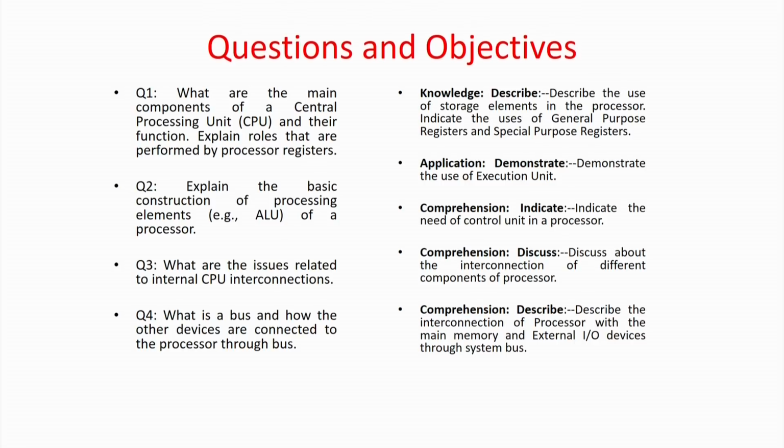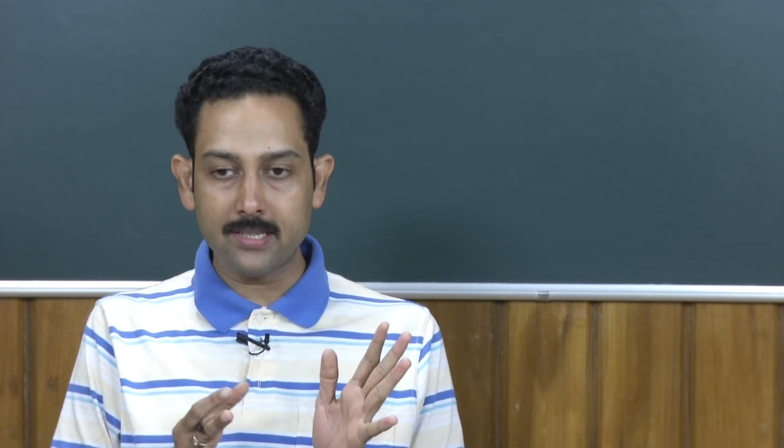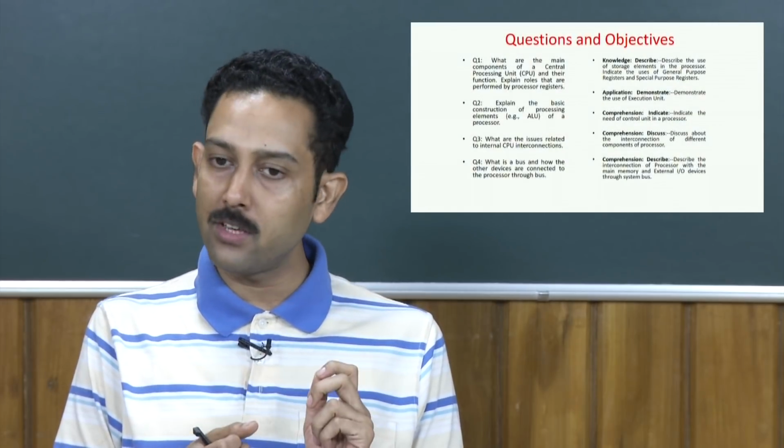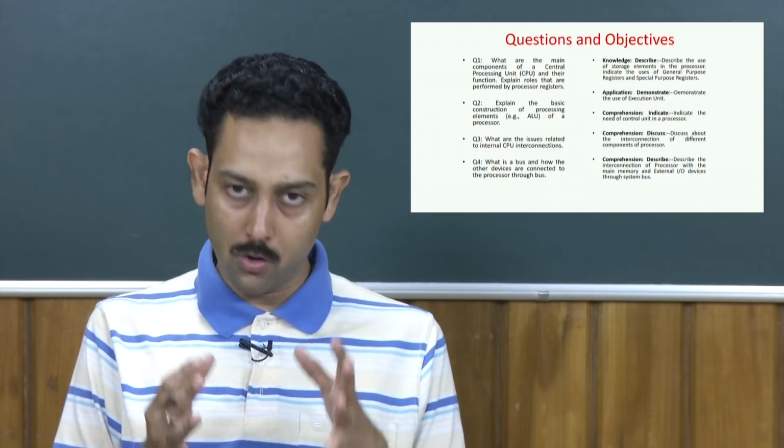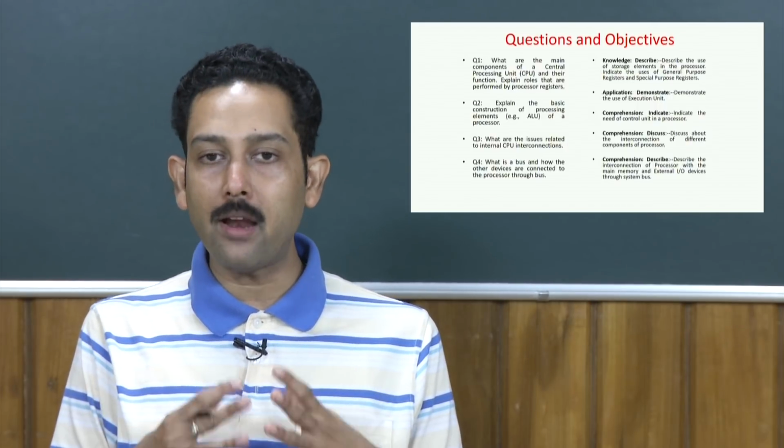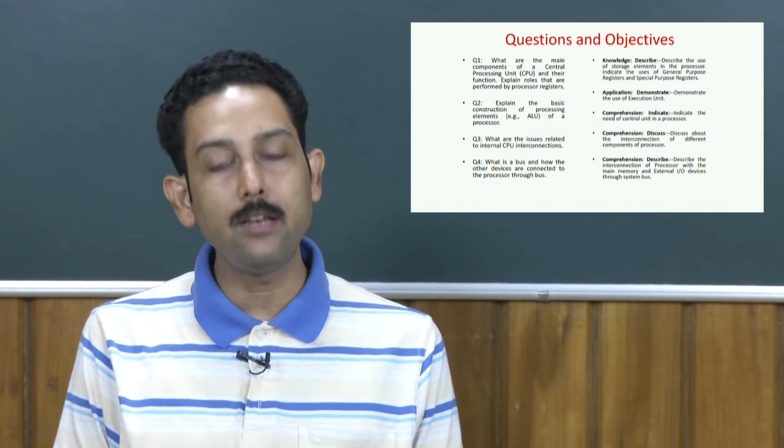So this unit basically talked about the different parts of a central processing unit, the interconnections, the registers, the arithmetic logic units and the control, in a very broad manner which can give you an idea of what the internal structure looks like.